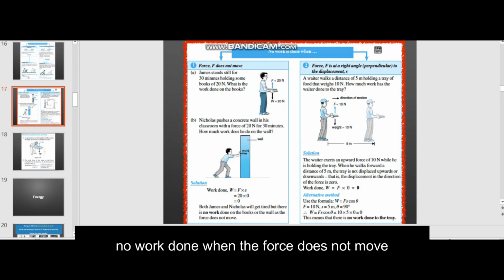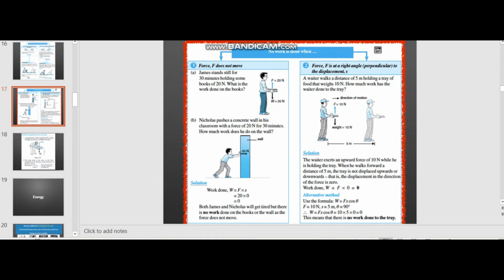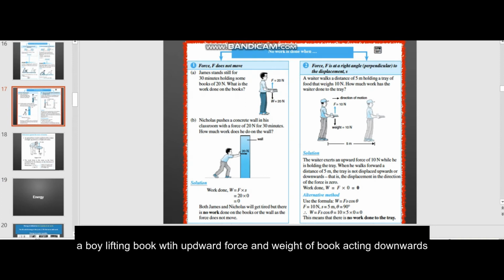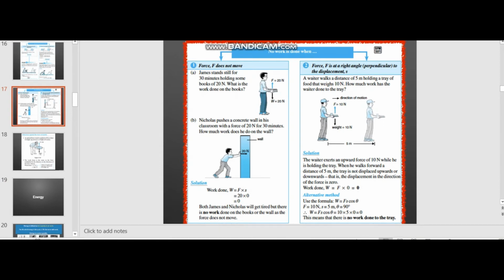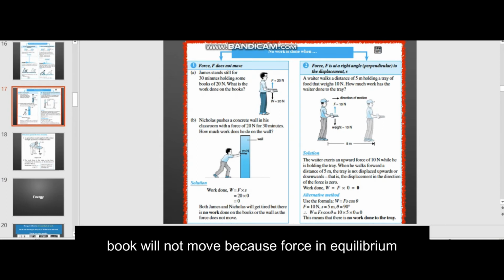The next one is there is no work done when the force does not move. As we can see here, a boy is lifting the book upward, while the book's weight contributes a force downward. So the book will not move because the forces are in equilibrium, no resultant force here.